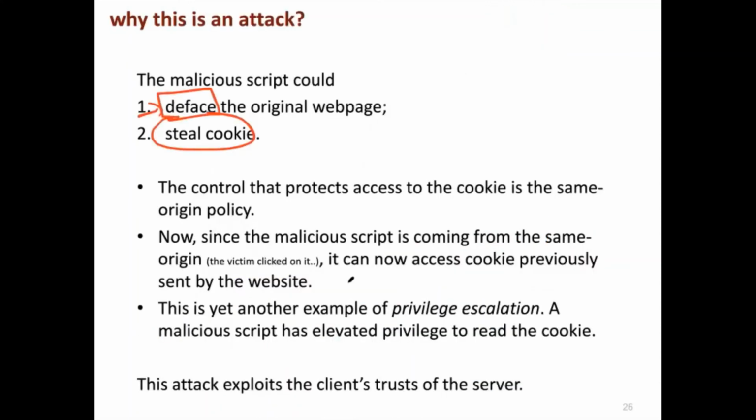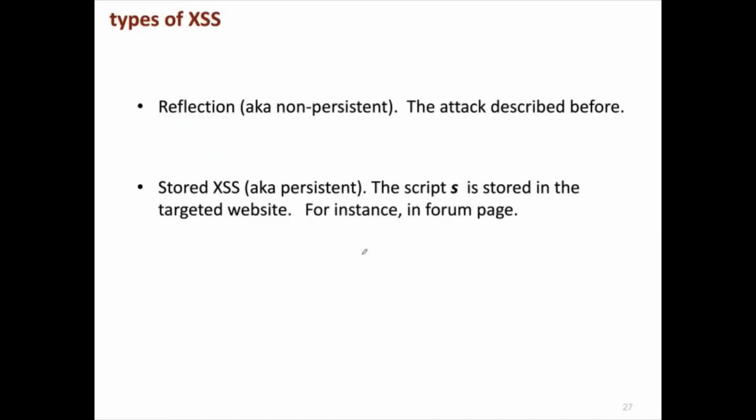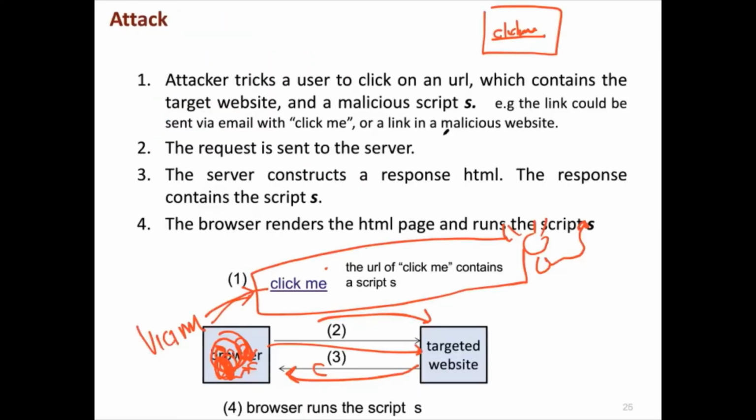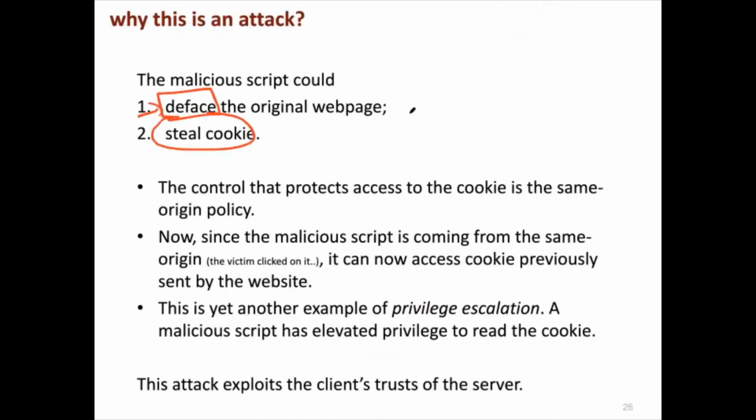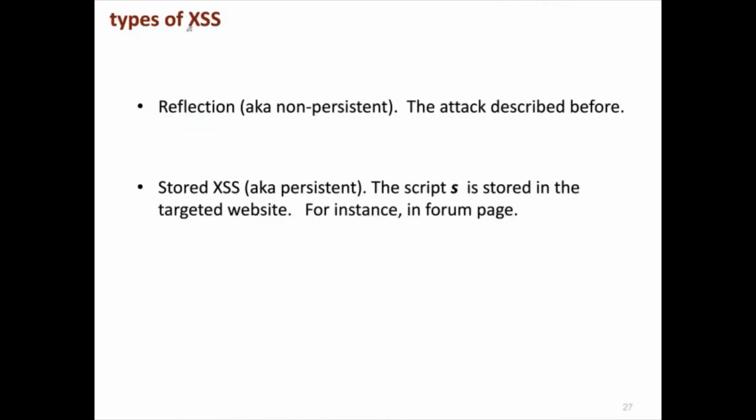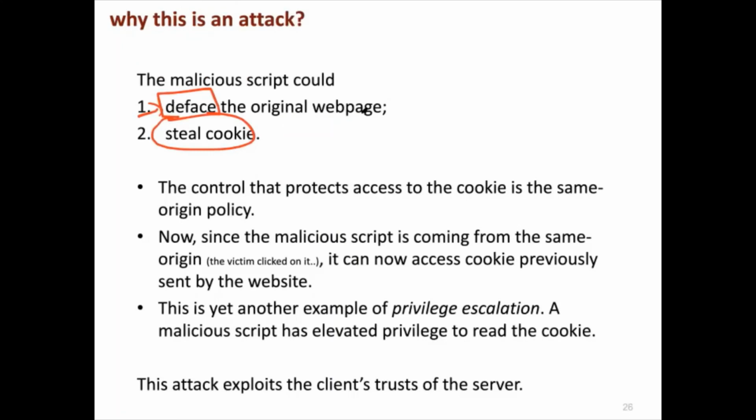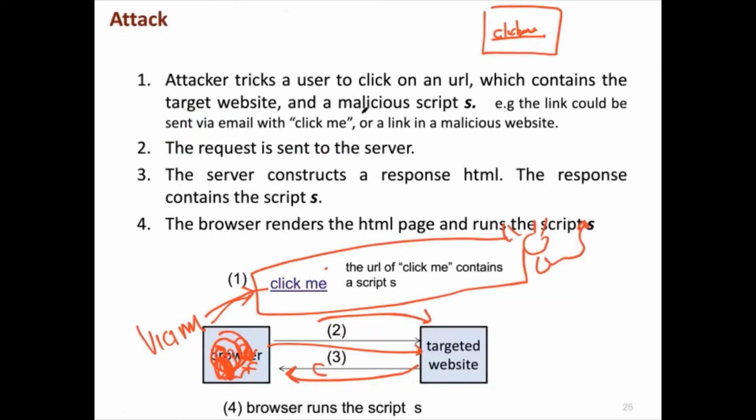There are two types. The first type is called non-persistent, which is what we have described here. The script appears in the URL sent to the server. The server replies with the HTML page, and the HTML page contains the injected script. The second type is called persistent.